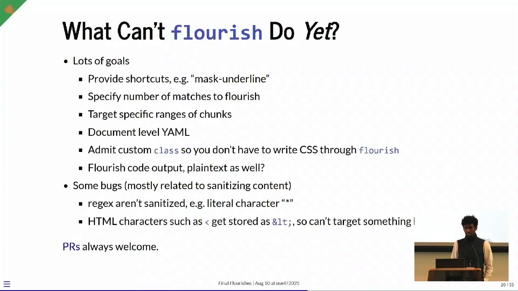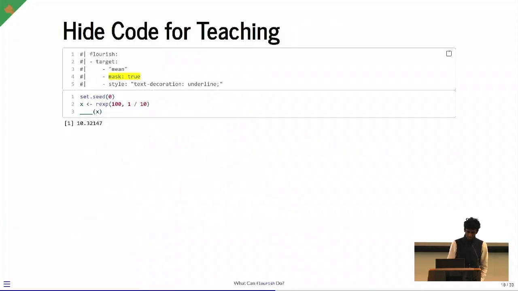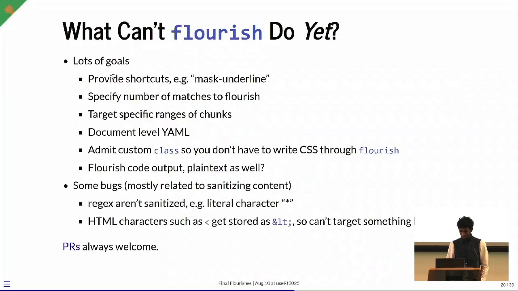So there are a lot of things that we want to do that we haven't done yet, and some of those are related to something like this. This seems like it'd be a common pairing. I don't see much point in masking because it's just blank without underlining or stuff like that, and we would like to provide shortcuts for those kind of common tasks. It'd also be nice to specify the number of matches to Flourish.